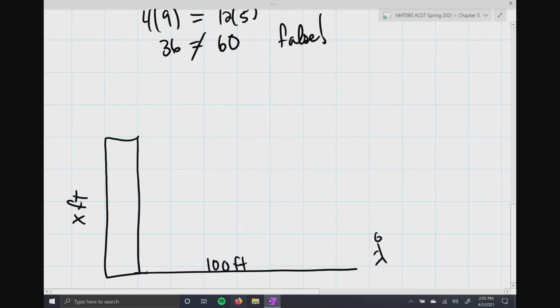I also drew myself standing at 6 feet, which is a complete lie. I'm only 5'10". But I want to keep it whole numbers. So I do what most men do. We'll round up our height.